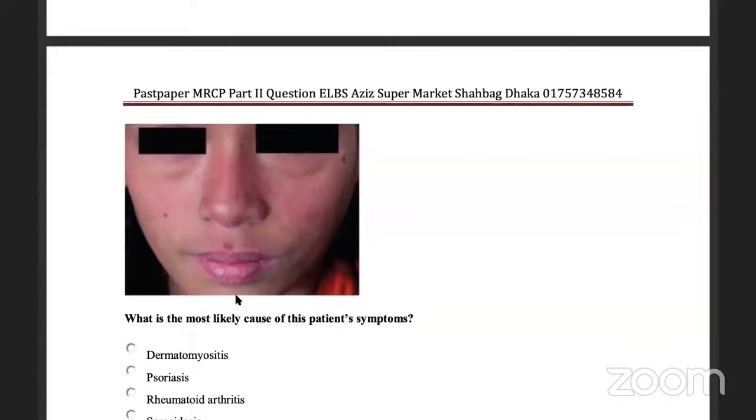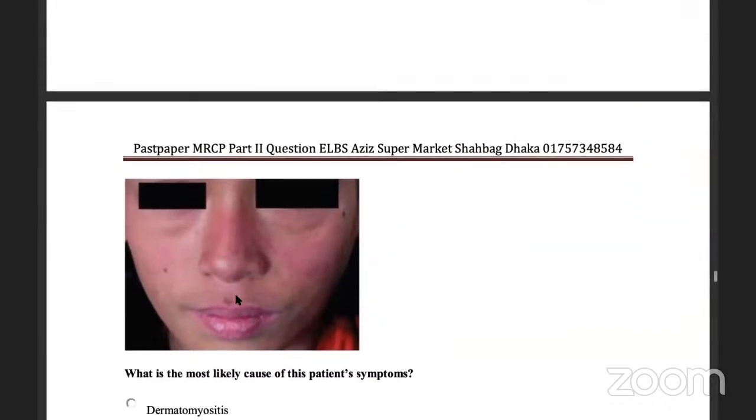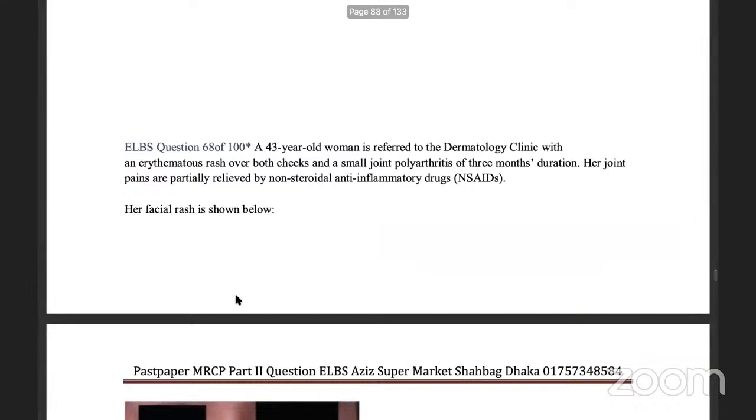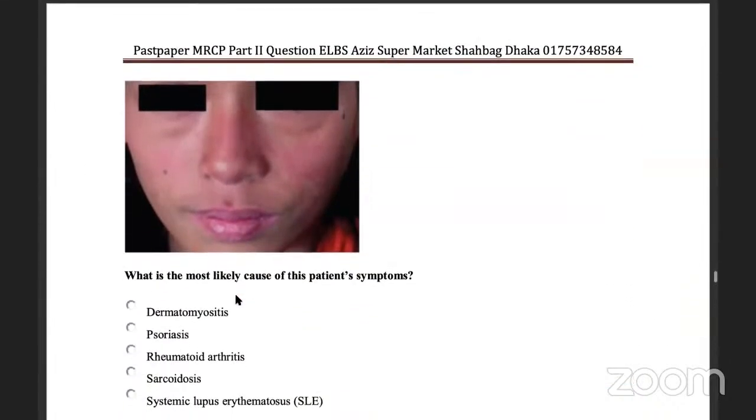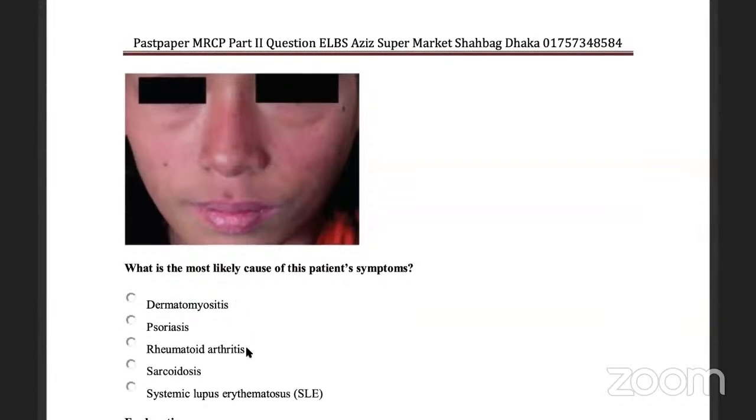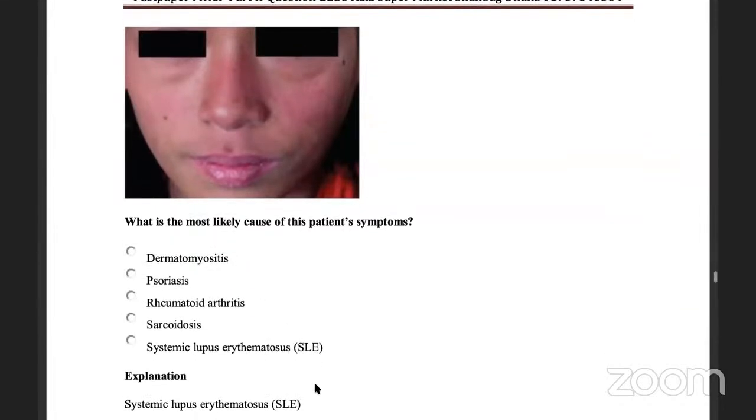What is the most likely cause of this patient's symptoms? A 43-year-old woman referred to the dermatology clinic with erythematous rash over both cheeks and small joint polyarthritis for 3 months. Her joint pains are particularly relieved by NSAIDs. Her facial rash is given. SLE. Joint also.